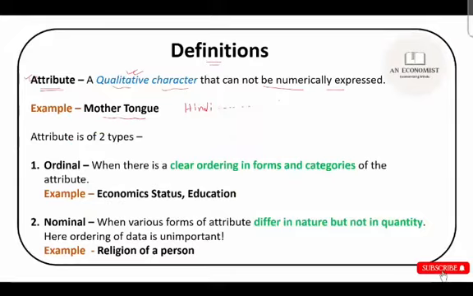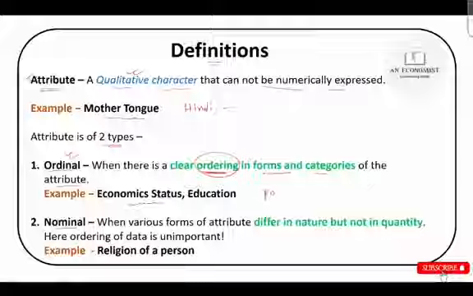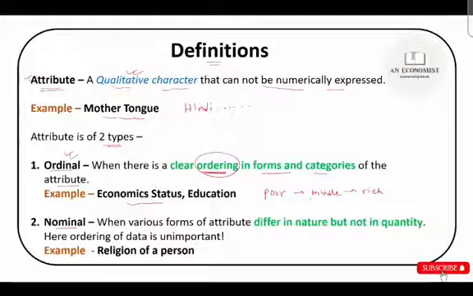Now, as we have seen in the chart, they are of two types, ordinal data and nominal data. What is ordinal data? When there is a clear ordering in the forms and categories of attribute. So whenever you see a clear ordering in the data type, you will consider it to be ordinal data. For example, economic status. You might think the ordering could be poor, then middle class, or lower middle class, then upper middle class, then rich people, then super rich people like Elon Musk and Jeff Bezos and so on. So there is a clear ordering. You can order it from below to top in a clear way.